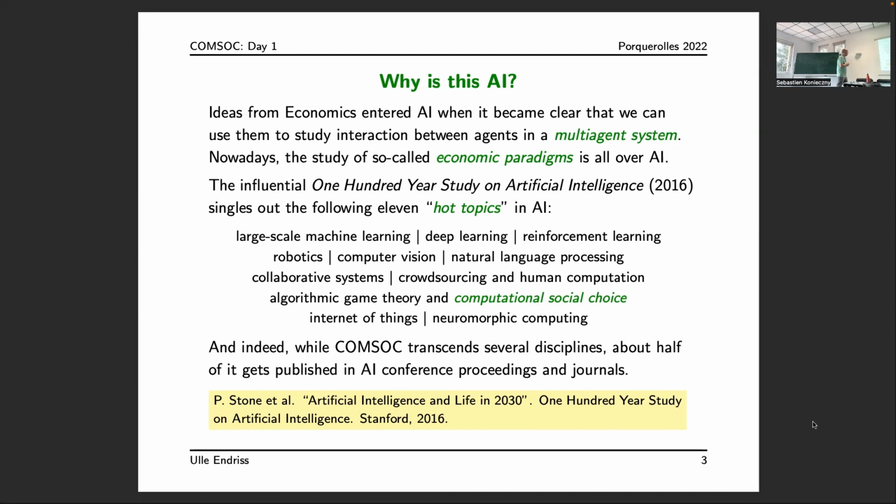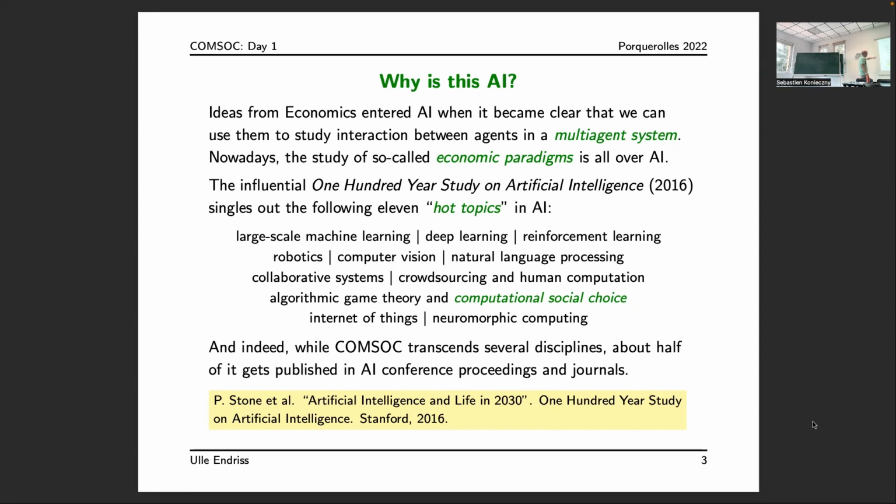And I've put here a bit of what's called the 100-year study on AI, which in 2016 was a large group of important AI researchers, a bit US-centric, but I think they still did a good job. They tried to identify what are going to be the important topics in AI in the coming years. I'm not sure whether they really meant in the next 100 years, but there's another number that shows up, 2030. So for the next 15 years when they wrote it. And they identified 11 hot topics at the time.